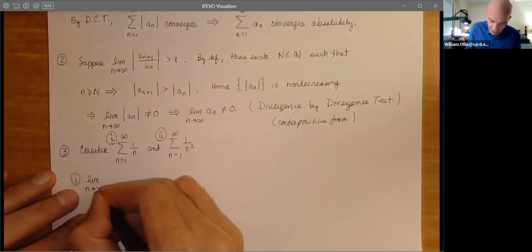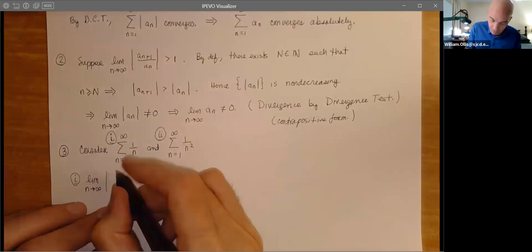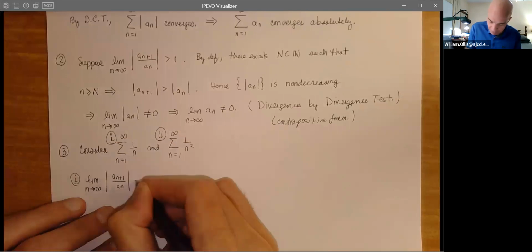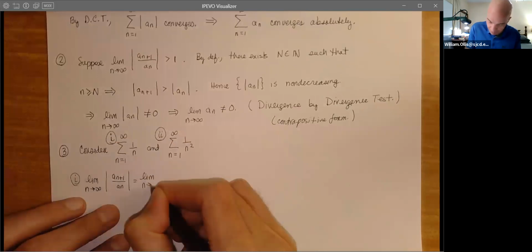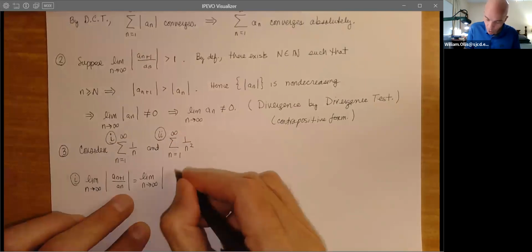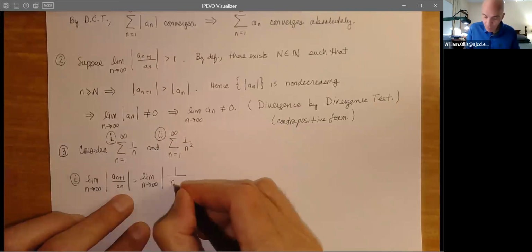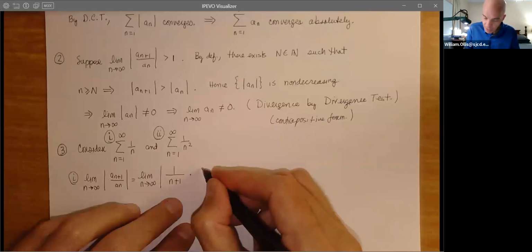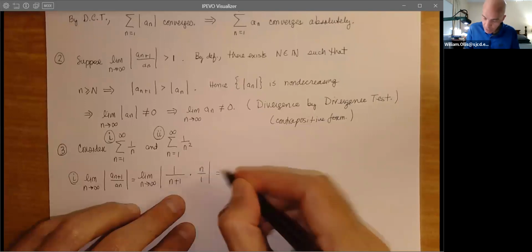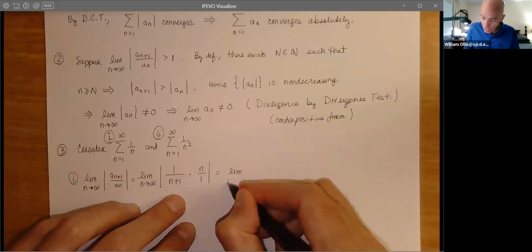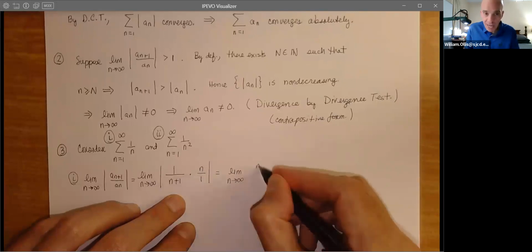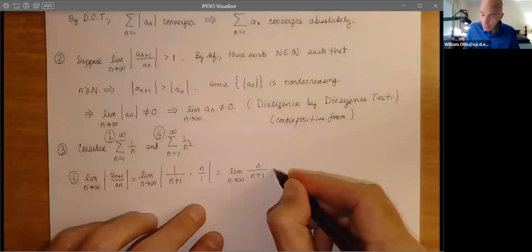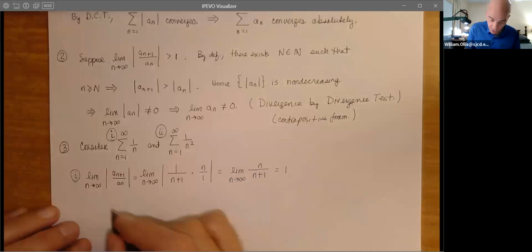Well, that's ridiculous. So we'll just say a sub n plus 1 divided by a sub n. So again, this would be 1 over n plus 1, replace n with n plus 1, then reciprocate the 1 over n. That'll give us n over 1. So this will just be the limit as n approaches infinity. Again, remove the absolute values. These are positive terms. Ratio of leading coefficients. That's just 1.